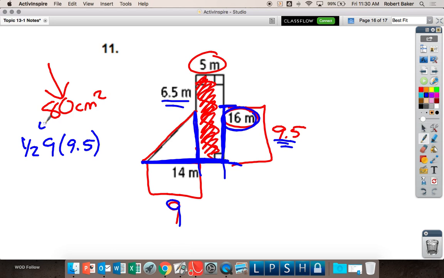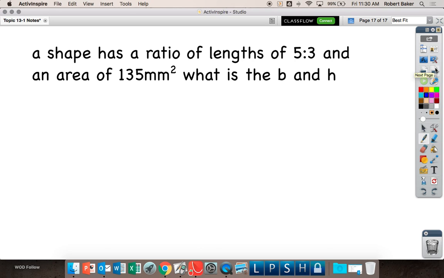So you have to add these two areas together, the red area and the blue area, to find the area of the composite figure, which would be 122.7. All right, last one here. This one's important.